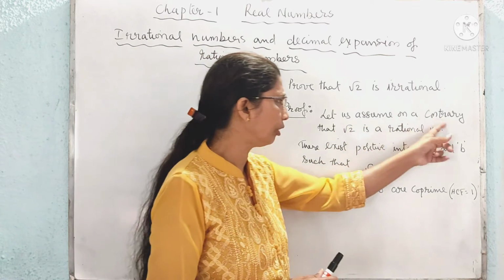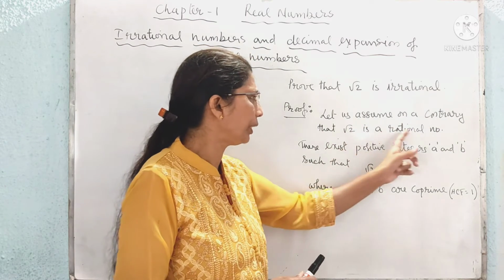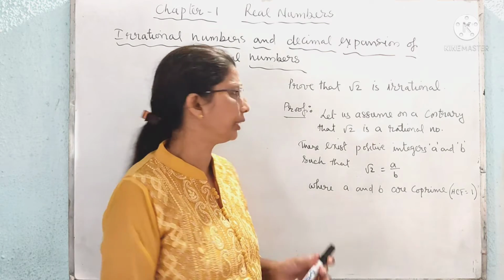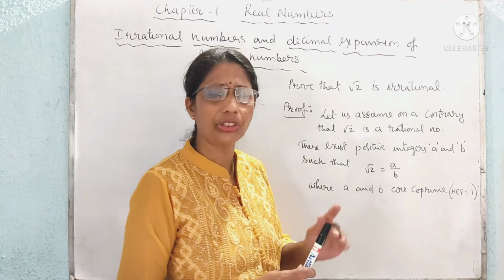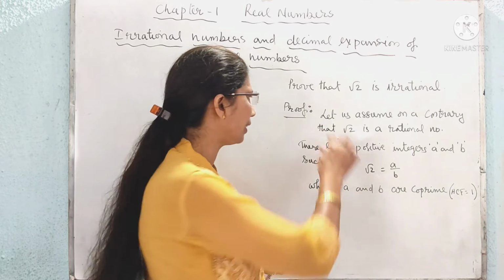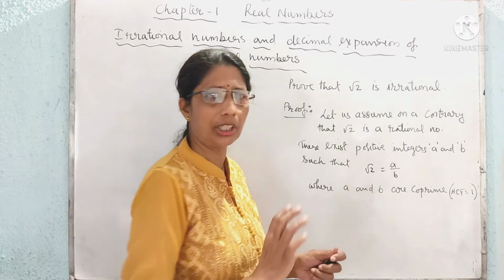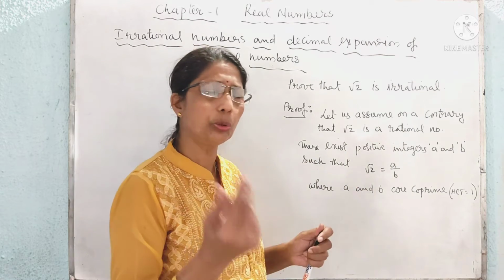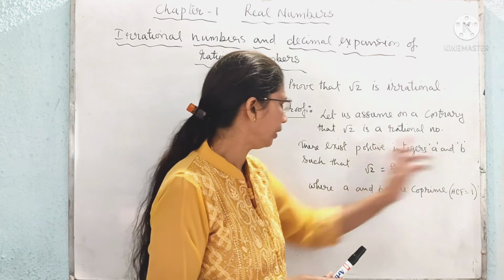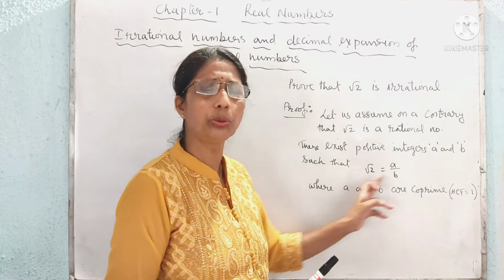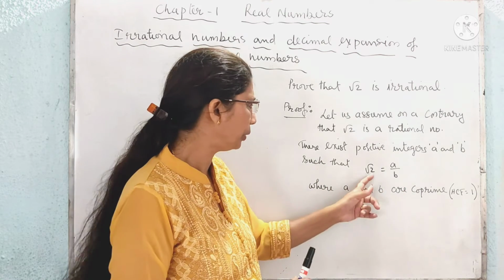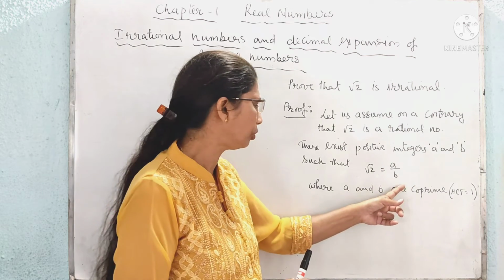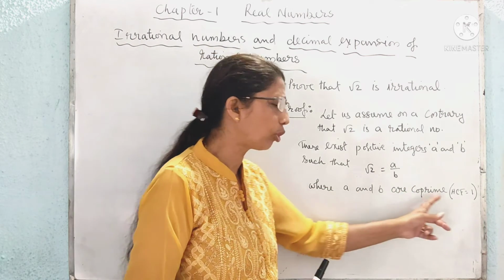Let us assume, by the contradiction method, that root 2 is a rational number. Contrary means we are taking the opposite. We have to prove it is an irrational number, but we are assuming root 2 is a rational number. Then there exist two positive integers a and b such that root 2 equal to a by b. We have written it as a rational number, where a and b are positive integers and a and b are co-prime.